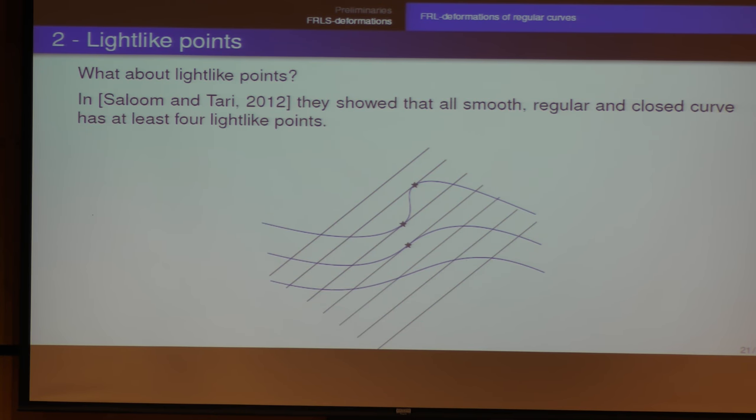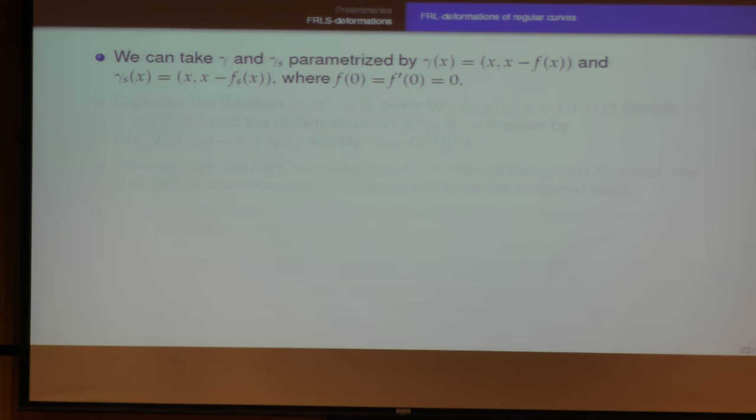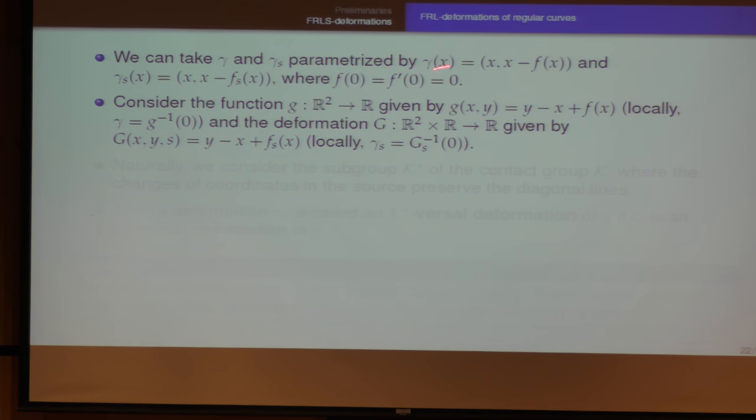Okay, then it's natural to expect deformations such that preserve these lines. Okay, let us see. Here we take the curve and the deformations in this form with f of 0 and the first derivative of f at 0 equal to 0. But we want to see this curve and this deformation as zero level of curves of a function. Then we consider a function g such that the zero level is locally the curve. And consider also a deformation big G such that for each s the zero level is locally the curve gamma s.